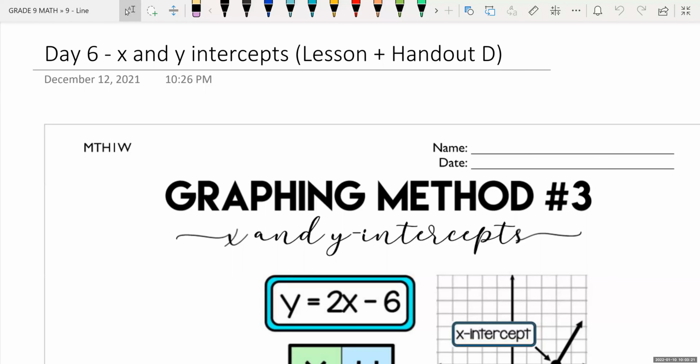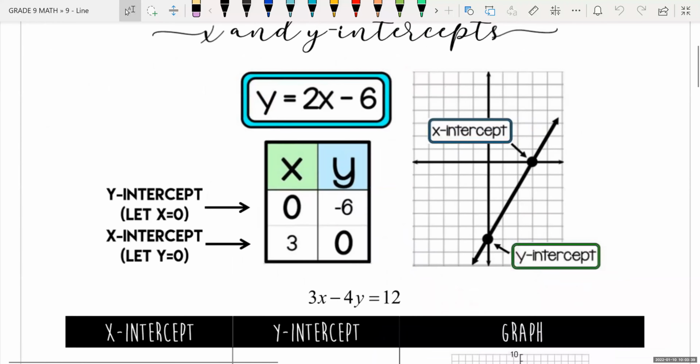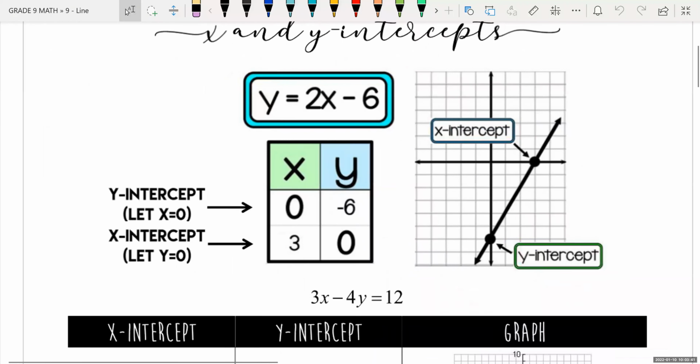Okay, so graphing method number one is using slope and y-intercept, y is equal to mx plus b. Graphing method number two, we just learned, is using a table of values. And now we're going to learn graphing method number three, which is using the x and y intercepts. So I've kind of pointed out what the x and y intercepts are, but I haven't really gone over it in much detail, and I'm going to do that now.